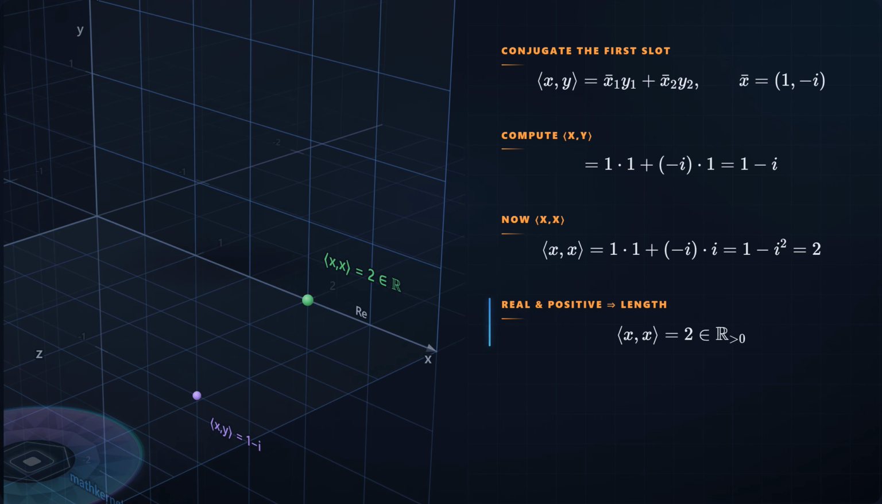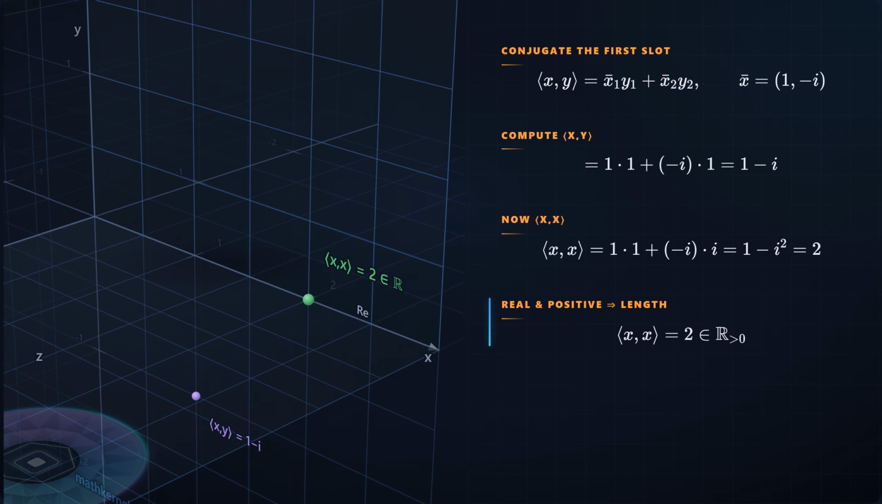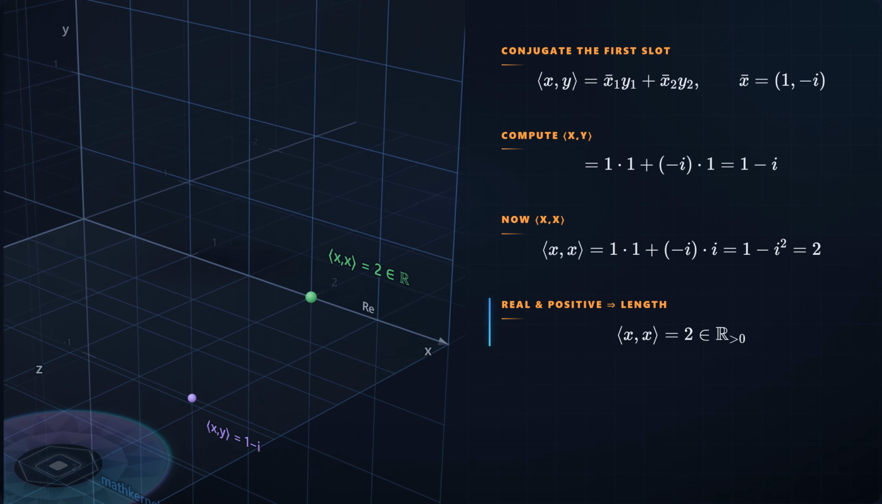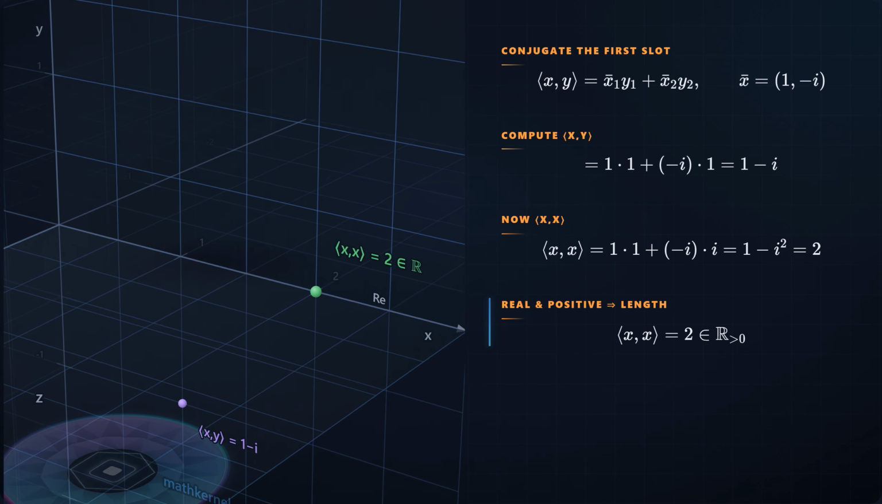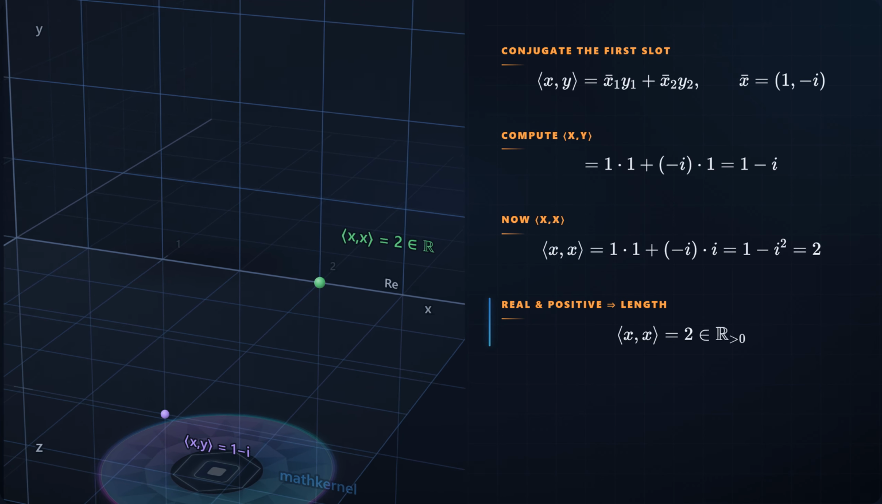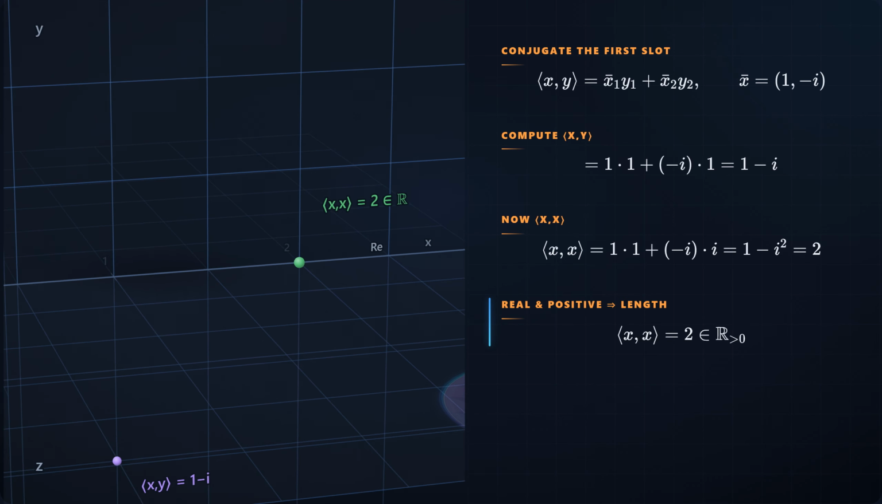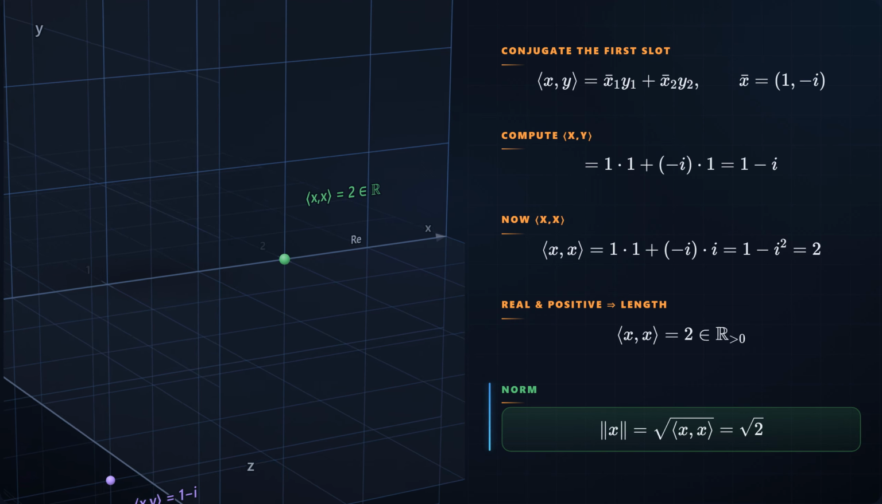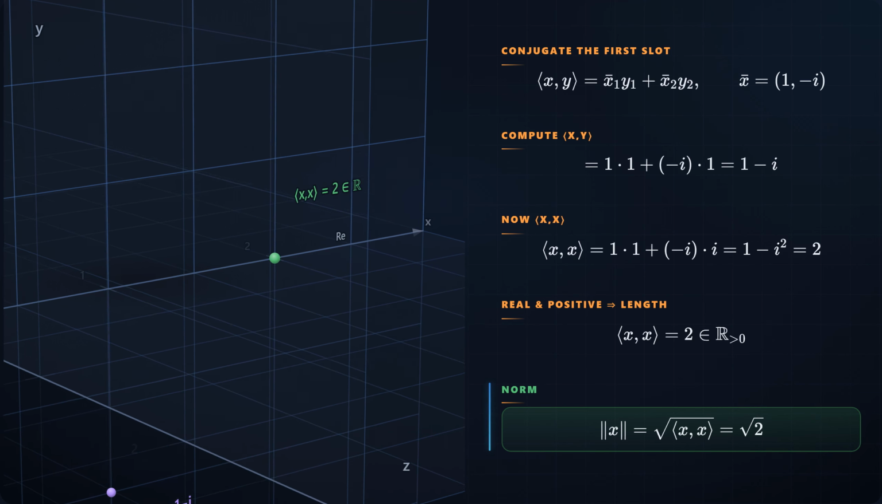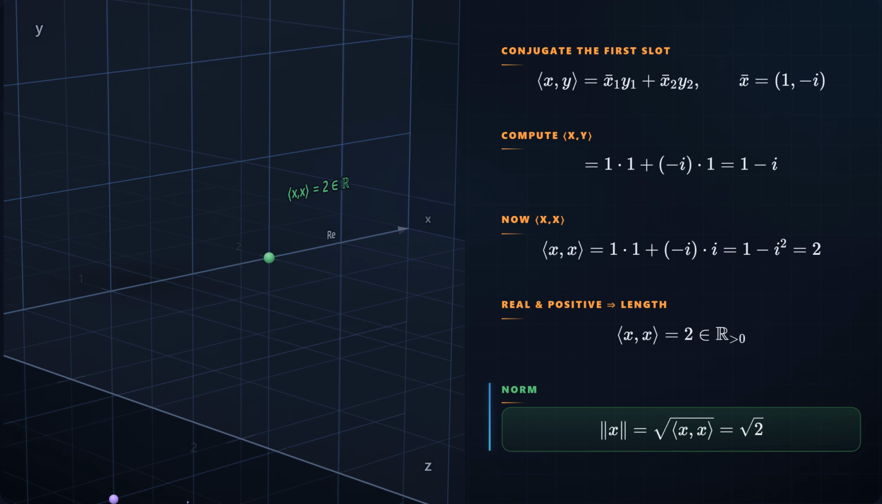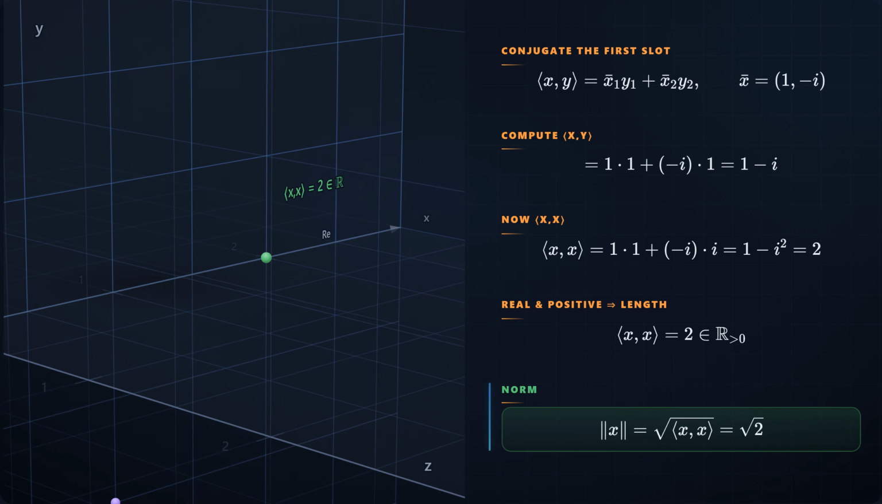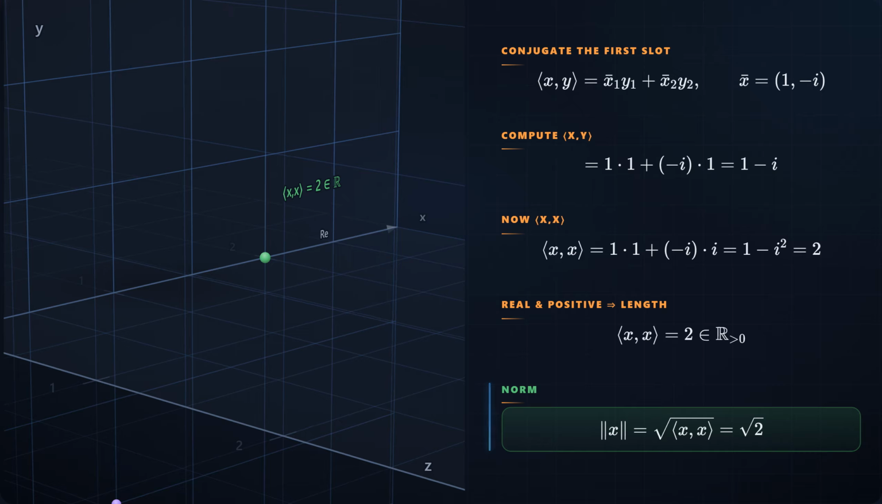Look what the conjugate bought us. Even though the components were complex, the product of x with itself came out real and positive. That's no accident. It's forced, and we'll prove it in a moment. Because it's real and positive, the square root is an honest length. The norm of x is root 2. The conjugate in the first slot is exactly the repair that keeps complex lengths real.